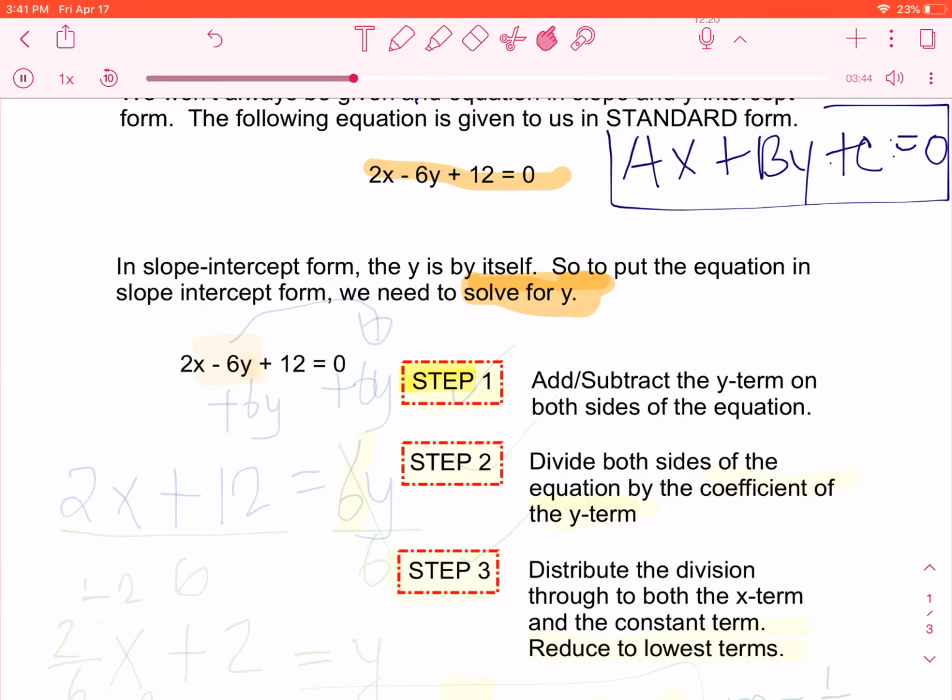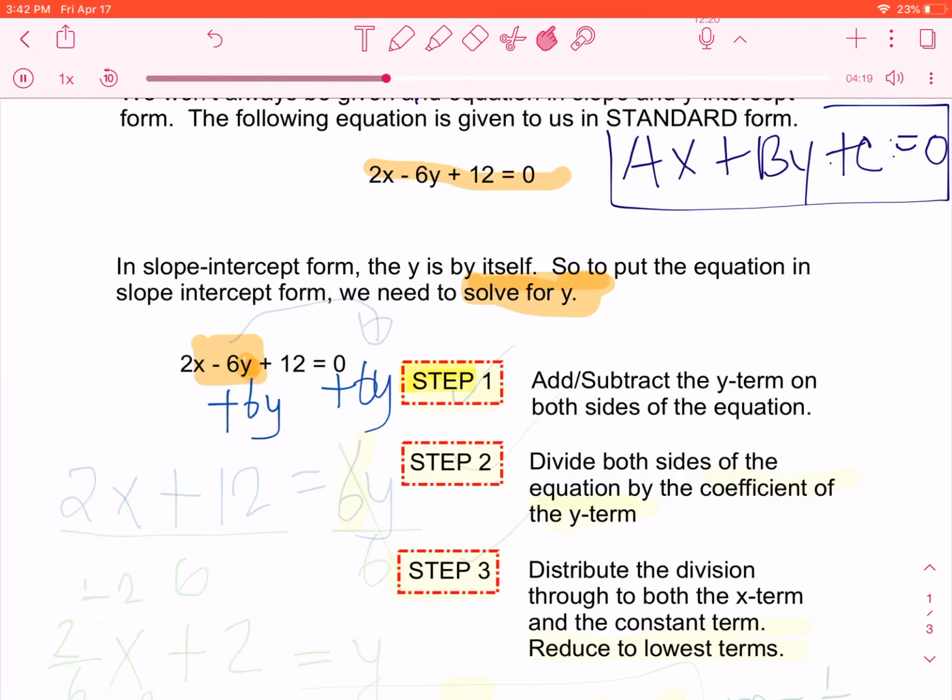So, just to remind us of what our goal is, I'm just going to highlight y. And you'll notice that y is actually attached to that negative 6 that's right in front of it as a coefficient. So, for this to work, we have 3 steps that we need to work through. So, step 1, we want to add or subtract the y term on both sides of the equation. So, if this is a minus 6y, to undo the minus 6y, I'm going to add 6y to both sides.